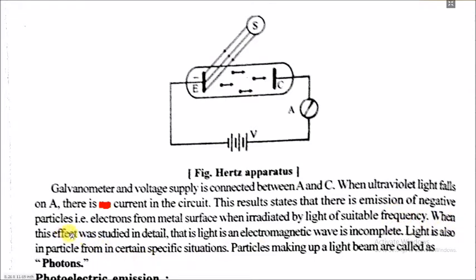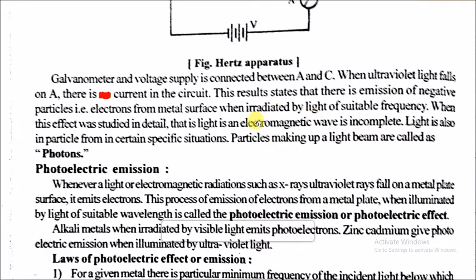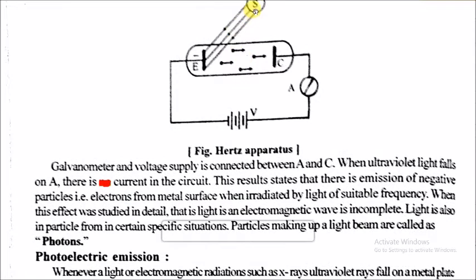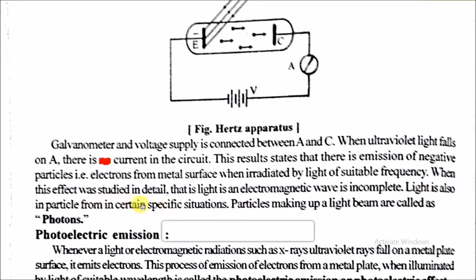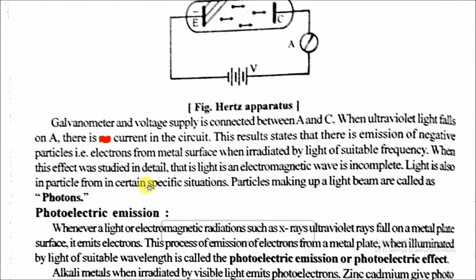So when this effect was studied in detail, it showed that the electromagnetic wave nature of light is incomplete, so that light also has a particle nature, and these particles are considered to be photons. When one particle of light strikes the metal surface, it will eject one particle from that metal surface. So according to the photoelectric effect, we have to consider the particle nature of light, and that particle nature of light is considered to be the photons.